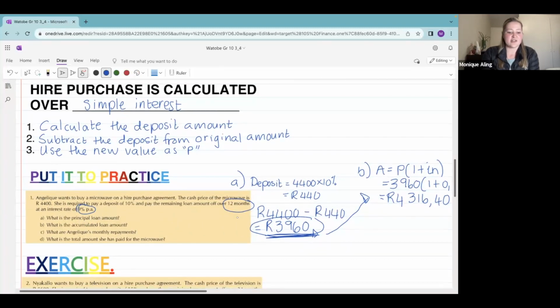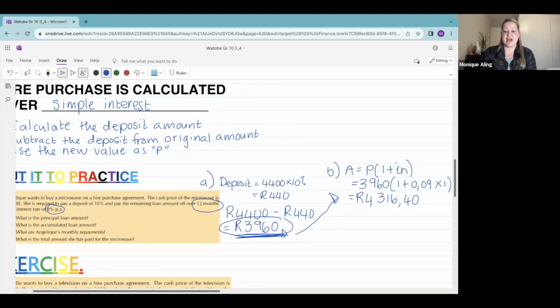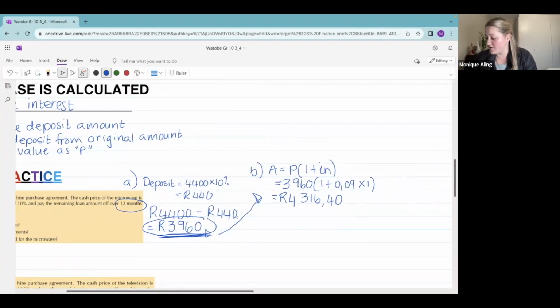Question C asks, what are Angelique's monthly repayments? So now we know how much Angelique owes, and she needs to split that up into equal payments. She is paying this off over 12 months. So what are her monthly installments going to be?